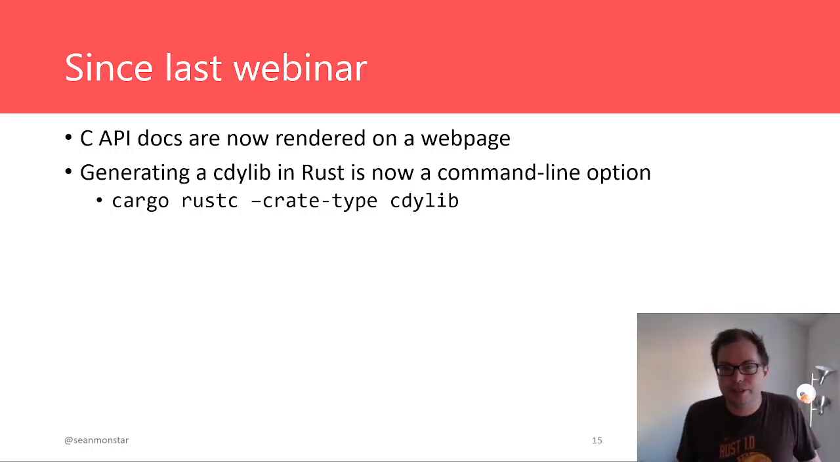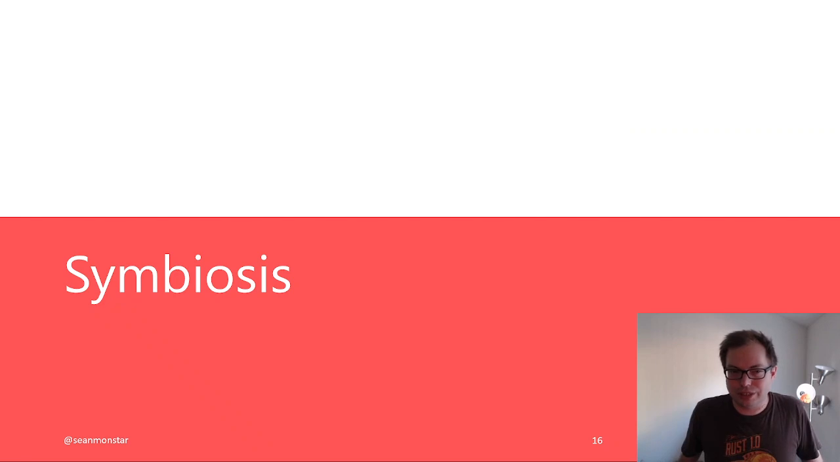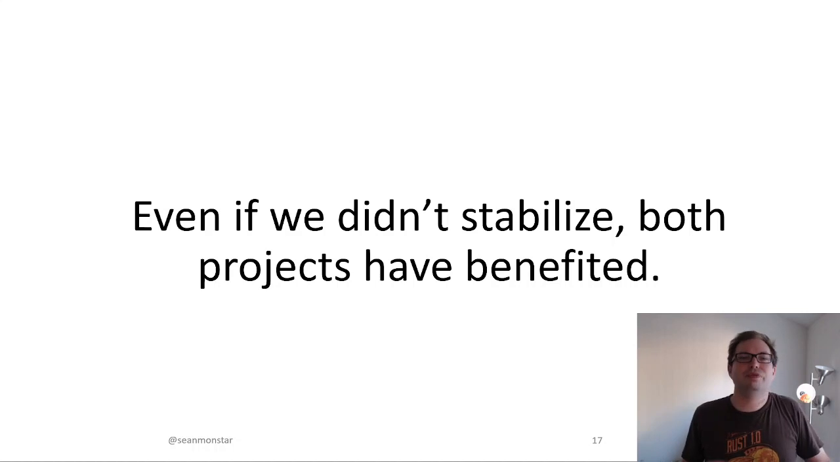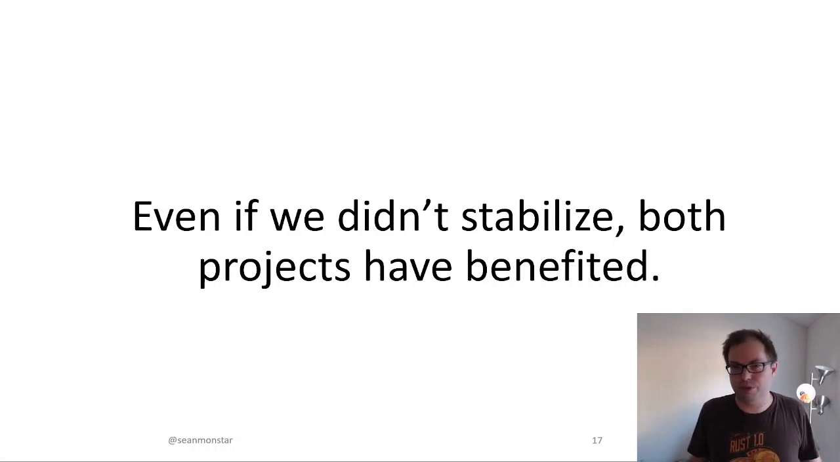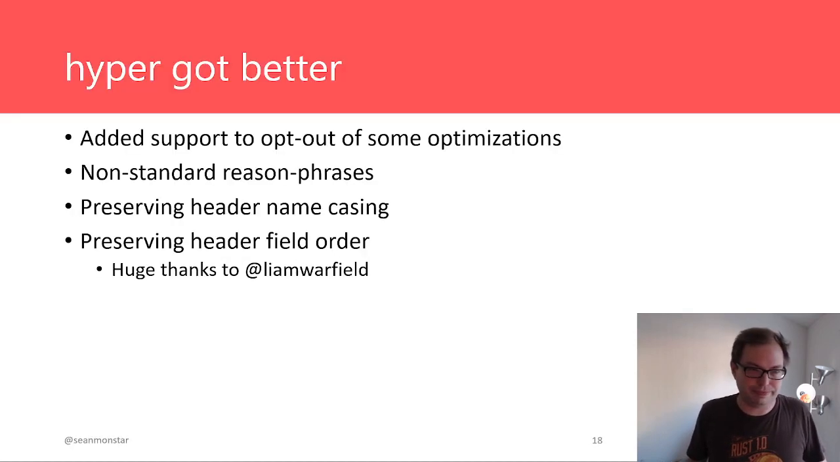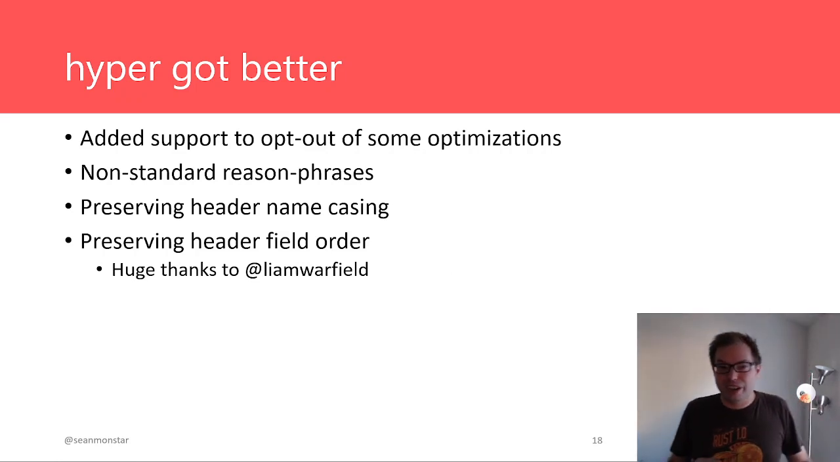Now, let's talk a little bit about the symbiosis of us getting this together. What do I even mean by that? Was it a symbiotic relationship? What I mean is, even if we didn't stabilize all this work, both projects have benefited. If we were to say, you know what, we don't need this, we're out of here, let's just part ways, both libraries have gotten better from the process. Let me talk a little bit about that. So, Hyper got better.